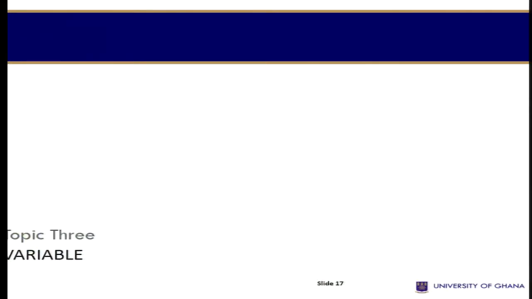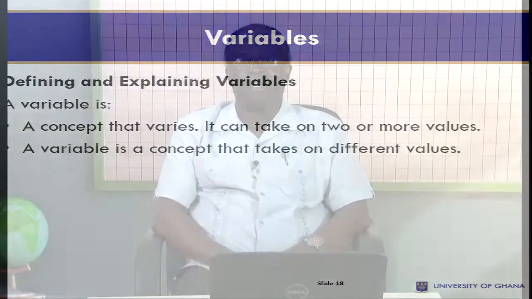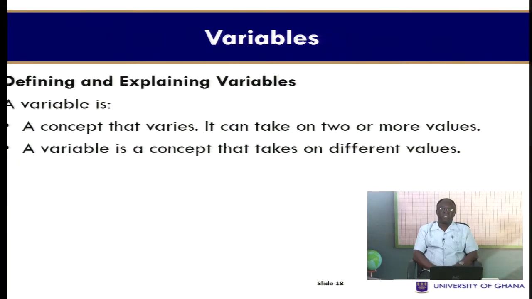Let's now turn our attention to variables. What are variables? Let us define and explain variables. A variable is simply a concept that varies. If you have a concept that takes on more than one value, then that concept is a variable.